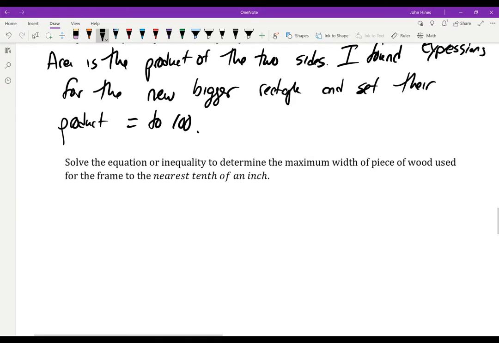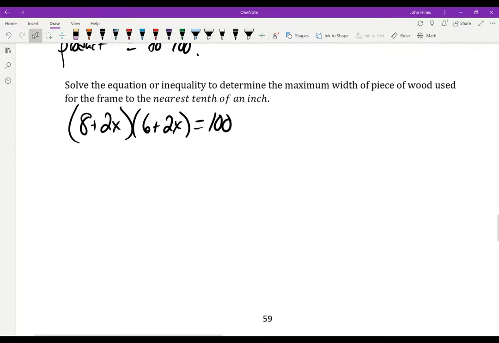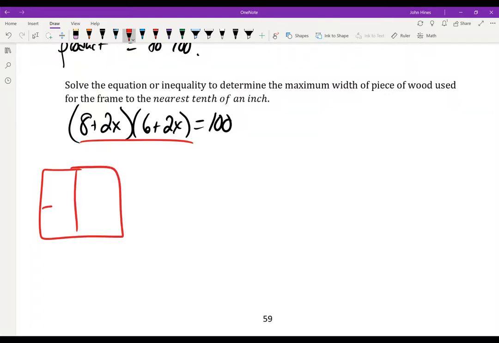Solve the equation here. So we've got to solve this equation, 8 plus 2x times 6 plus 2x equals 100. So I don't have a product property for 100, so let's make a box for these guys to make it a trinomial. Let's make a trinomial to make our lives a little bit easier.